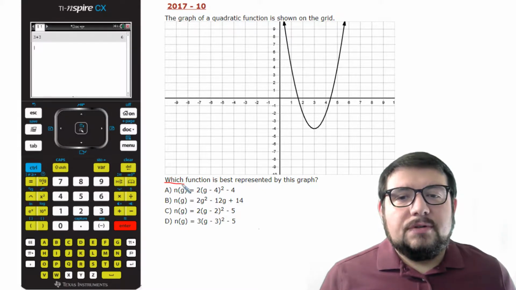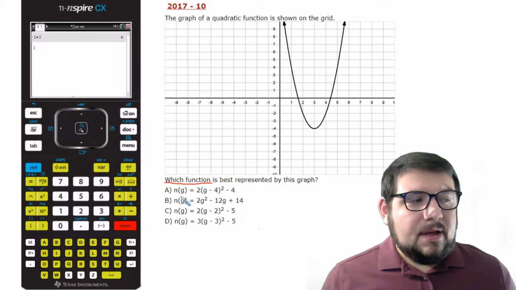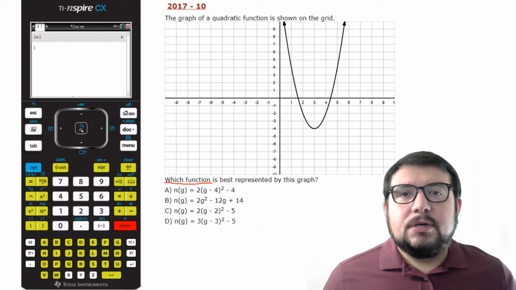So they want us to choose a function. Functions are these equations down here. They have this special notation: a letter, parentheses, and a letter. That's why they're called a function. It's just another way of writing an equation, nothing to be nervous about, and with the TI-Nspire it's very simple to complete. So let's just get right into it.